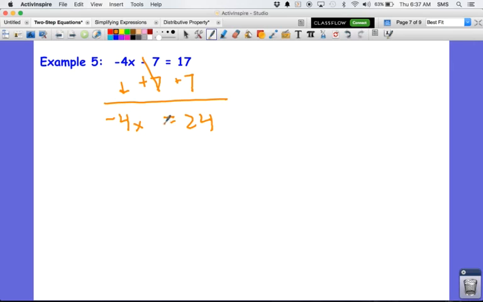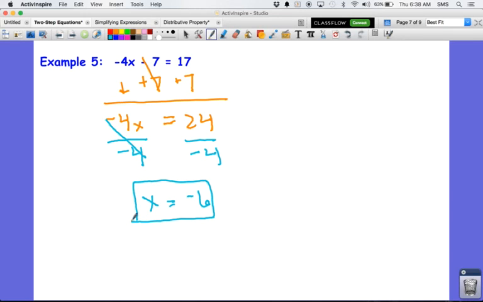Now I need to get my variable by itself still. I have multiplication here. In order to undo multiplication, I need to do division. So negative 4 times x. In order to get rid of that negative 4, I need to divide by negative 4. I need to do it to both sides. These cancel. I'm left with x equals negative 6. And I am done. Okay, so quick summary.